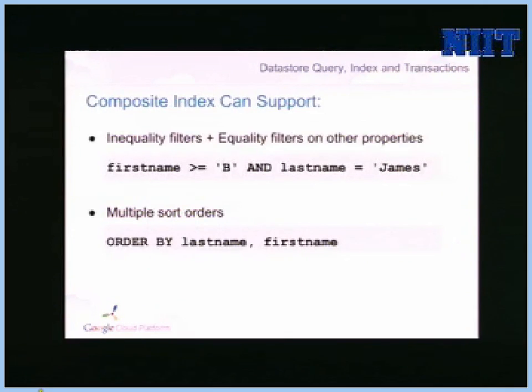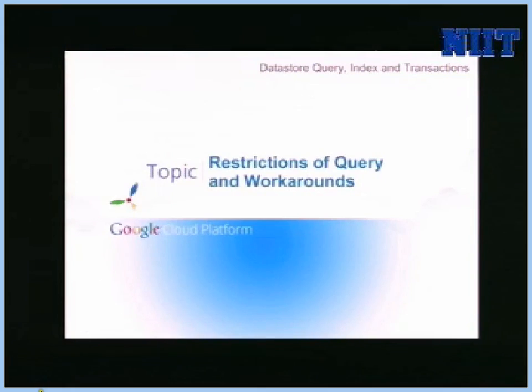Composite indexes can support queries like this, as we just saw in this example. The queries with inequality filters and equality filters on other properties, or the queries with logical sort orders. This will be a very popular use case for the composite index. So let's move on to the workaround part.